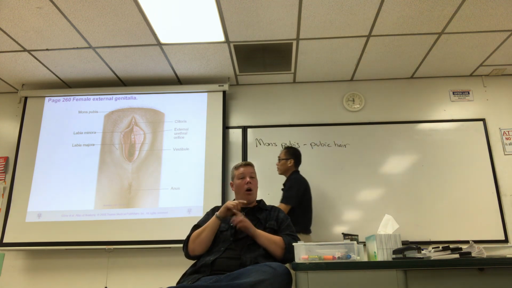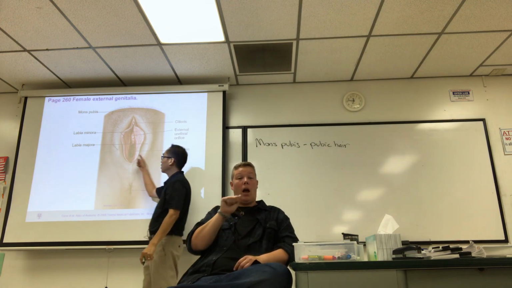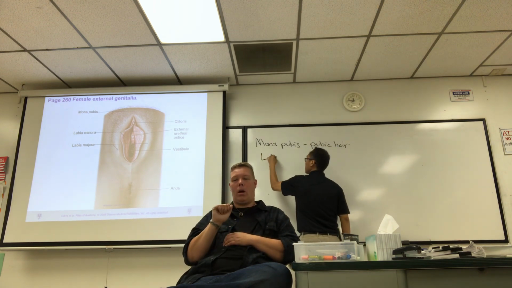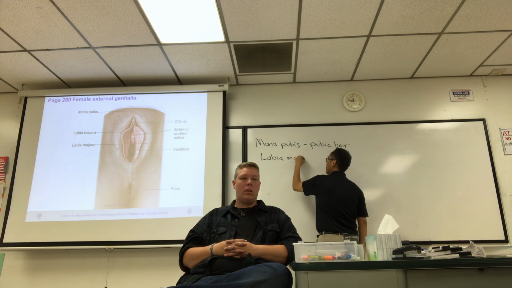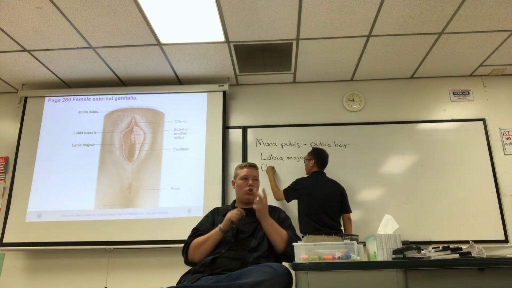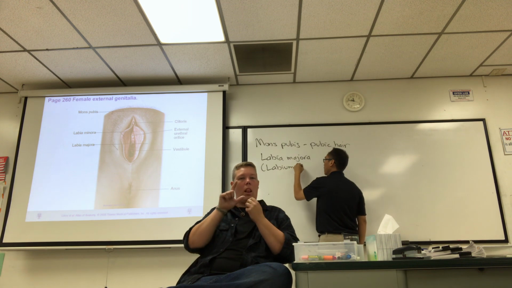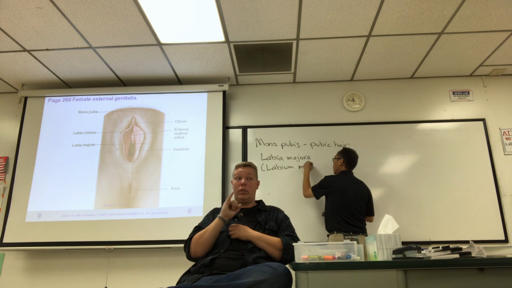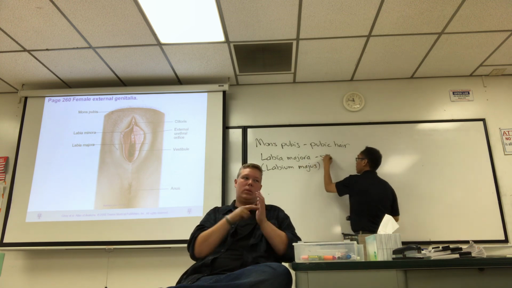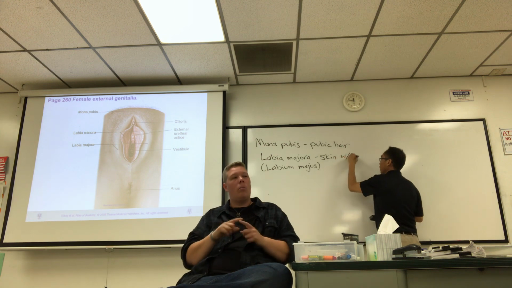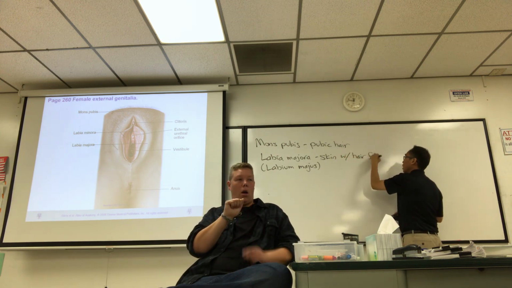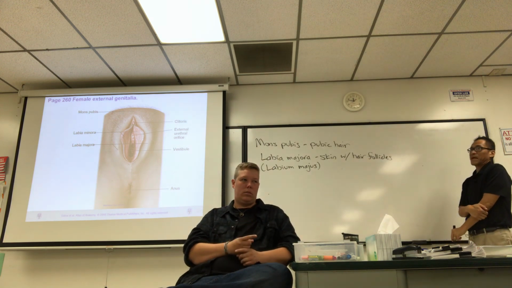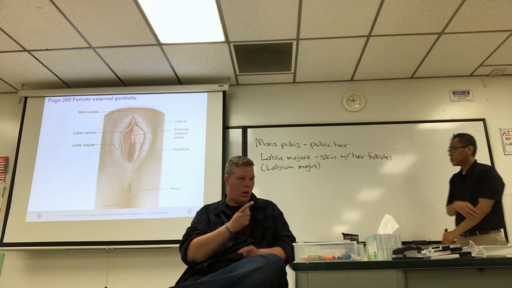Now on the sides you have the labia majora, skin with hair follicles. Labia majora is plural. You've got two of them. If you ever see the term labium majus, that's singular. Skin with hair follicles. The function is basically protection, cushion. Okay, there's subcutaneous tissue under that.